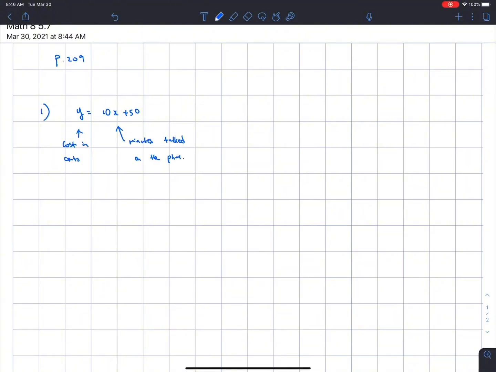In A, what does it cost to talk for 15 minutes? So we can simply replace x with 15 because they are asking us how much it would cost to talk for 15 minutes. 10 times 15 is 150. 150 plus 50 is 200. So that's 200 cents. Remember, y is the cost in cents. So I can just say that it costs $2.